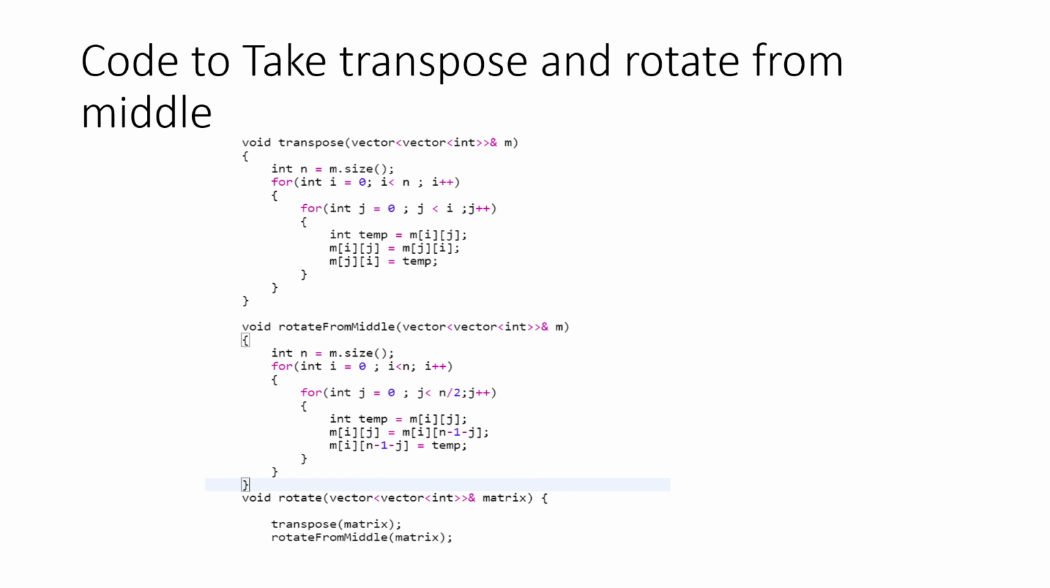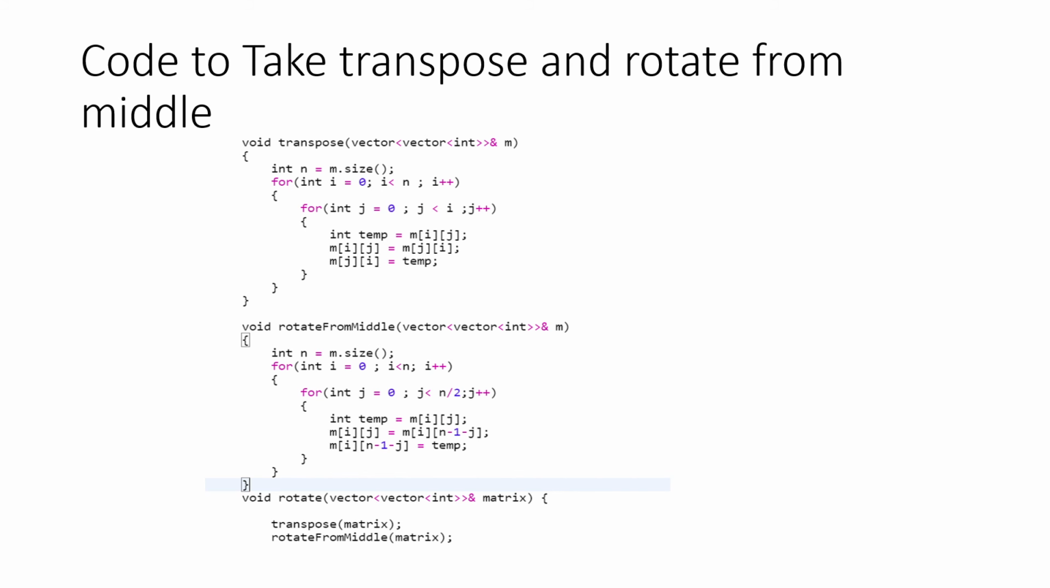As you know, taking the transpose is nothing but swapping the jith element with the ijth element. So we are taking a temporary variable as ij, we are storing ji in ij, and finally in ji we put the ijth element which is stored in temp. If we do this for all the i and j in the matrix, we will get the transpose.